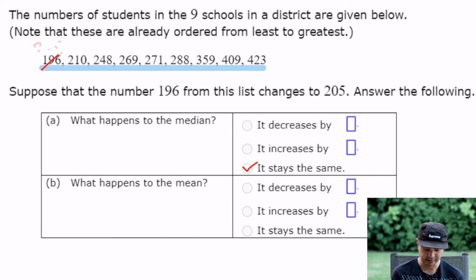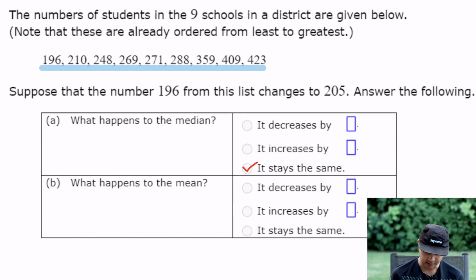Okay, so notice how I could have gone about that way differently. I could have calculated the median and then written it there and then calculated the median again somehow. Not that much work, but still, it's good to know how it affects it so you're not doing extra work that you don't need to. What happens to the mean though?